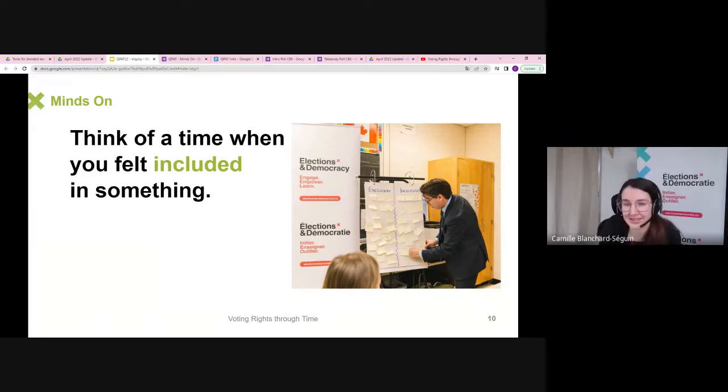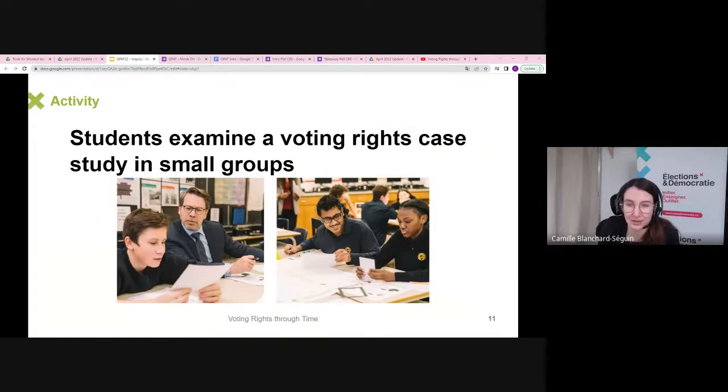So the activity itself is going to be students examining voting rights case studies in small groups. If you're ordering the physical kit, it comes with these timeline activity boards, some context cards, and some case study cards. There are 5 case studies now in our resource. There's a case study about women, First Nations people, Inuit, youth, and Japanese Canadians. So we have case studies for all of these different groups.